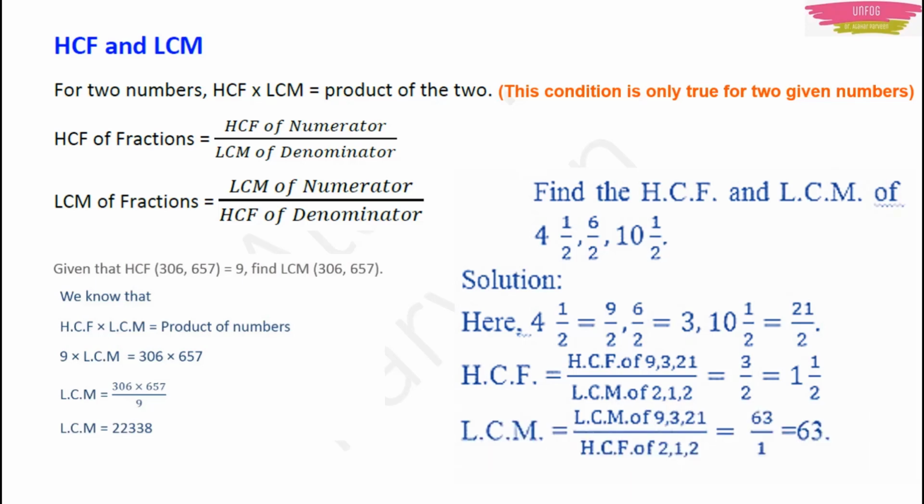Do the same for LCM also. LCM of numerator upon HCF of denominator. You have to find the HCF of 9, 3, 21 separately. Separately find the LCM of 2, 1, 2. Then again you divide them. Now you know how to find HCF and LCM, right? So you try to find it in your book and let me know in the comment section whether you are getting the same answers or not.